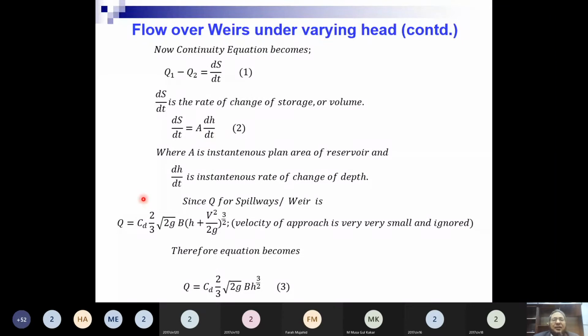And we know that Q2, which is the outflow from the weir, has this weir formula, Cd times 2/3 times root of 2g, times B, times (h plus V squared over 2g) to the power 1.5. And this formula we have already discussed in detail in the discharge measurement chapter. Here the velocity of approach is very, very small, so we are neglecting that. And so we are only saying that h has this much power.